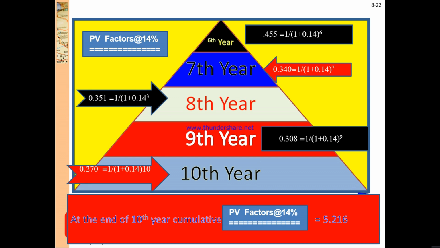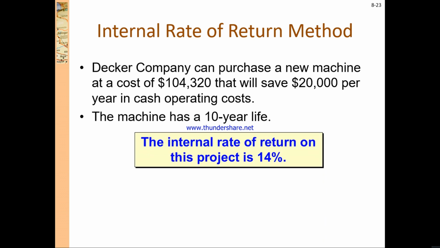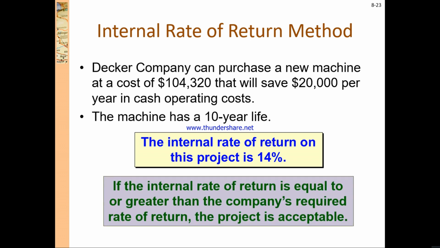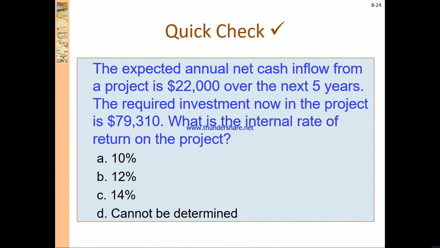So, the drug company can purchase a new machine at a cost of $104,320 that will save $20,000 per year in cash operating cost, and its estimated life cycle is 10 years. The internal rate of return on this project is 14%. If the internal rate of return is equal to or greater than the company's required rate of return, the project is accepted. So in this particular case, the project is accepted.